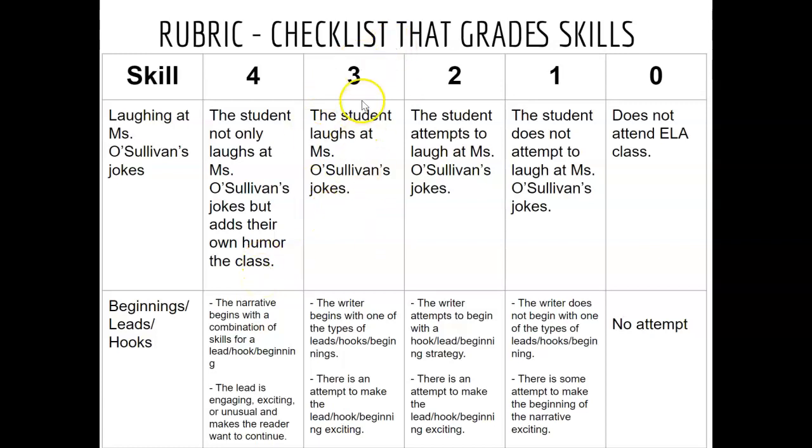3, the student laughs at Miss O'Sullivan's jokes. Okay, so the skill is there, but we could work on it. Not quite perfect, if we're grading it, maybe an A minus, B plus, as opposed to here where it would be an A plus. Now we'd be moving down. Okay, the student attempts to laugh at Miss O'Sullivan's joke. So there's some attempt made. The student does not attempt to laugh at Miss O'Sullivan's jokes. And 0 doesn't even go to ELA. That's how bad my jokes are.